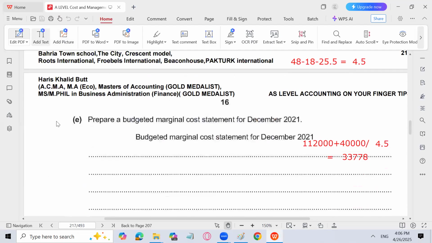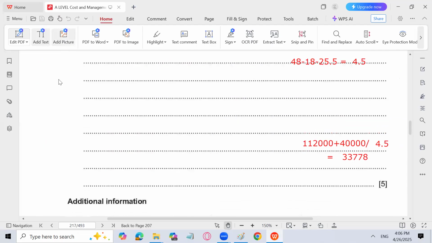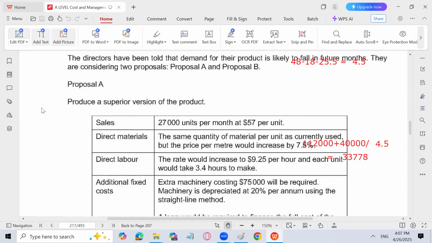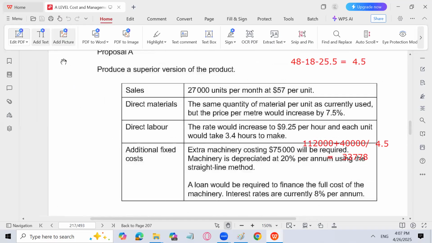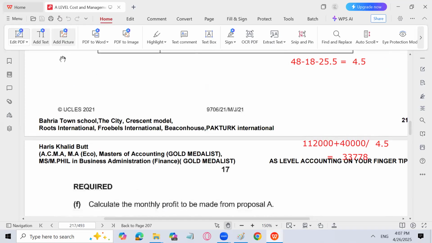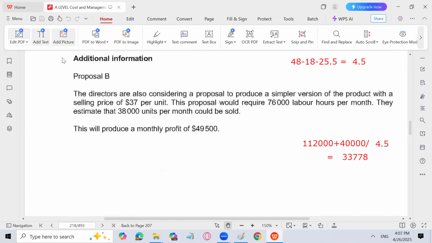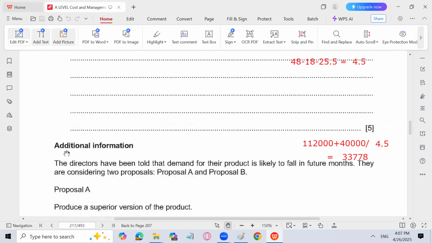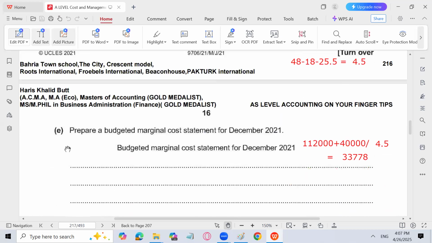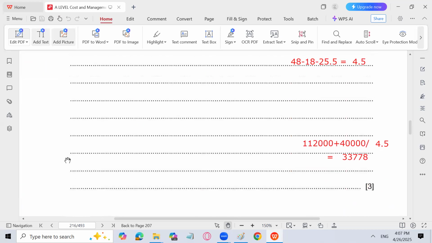Next, prepare a budgeted marginal cost statement. You can calculate that easily. The directors believe that demand for their product is likely to fall in future. They are considering two proposals, proposal A and proposal B. Okay. I just want you to solve that question at home, and I've already uploaded a video for this particular question.